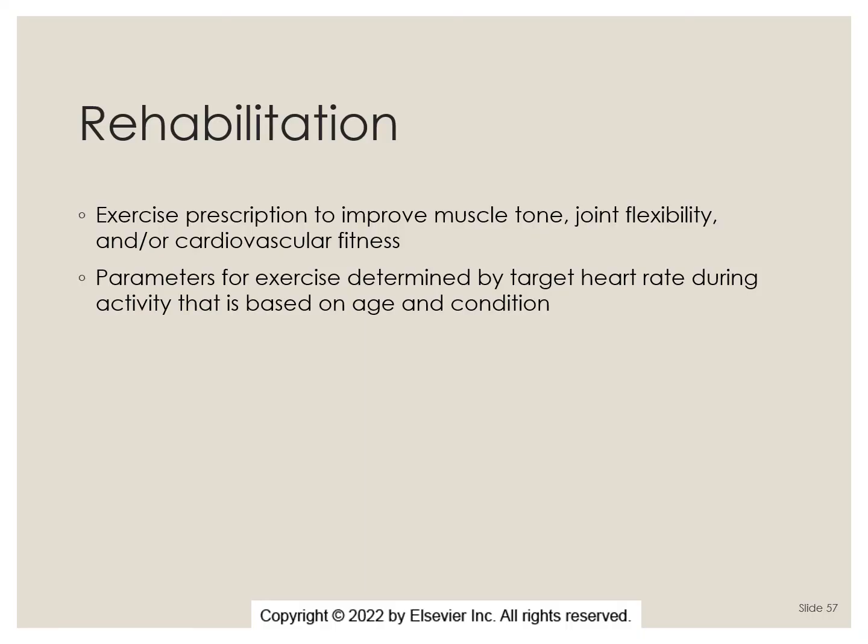As patients recover from immobilization or serious illness that would restrict their typical activity, an exercise prescription may be written to improve their muscle tone, joint flexibility, and cardiovascular fitness. Parameters for this exercise would be determined by a target heart rate during activity. This will be based on age and condition. In a healthy person, the target heart rate for aerobic activity is a minimum of 60% of the age-predicted maximum heart rate. To calculate this, you subtract the current age from 220 and then multiply by the percentage. The ideal training target is 80% of the age-predicted maximum heart rate, according to the American Heart Association.